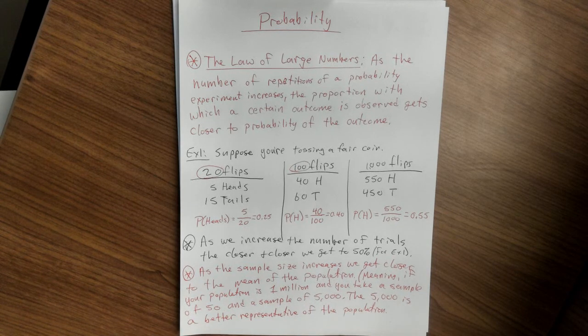Alright, so that's the law of large numbers. As we increase our number of observations, as we increase our sample size, we get better and better, more accurate results in terms of what the population is doing. That's it for now.